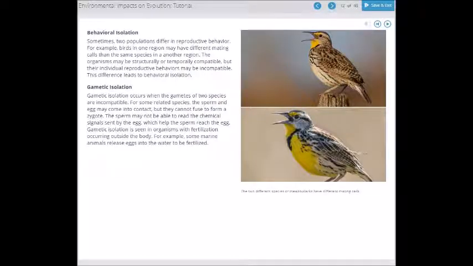Behavioral isolation. We see this a lot in birds. Two populations differ in reproductive behavior. For instance, birds in one region may have different mating calls than the same species in another region. Now, this isn't like the frogs. They're not living right next door to each other. The frogs don't access any particular mate. They're restricted from certain mates because of the time of the year. But they're living right next door to each other. In behavioral isolation, they're restricted from each other's potential mates because of their behavior, something about them, like their mating calls.